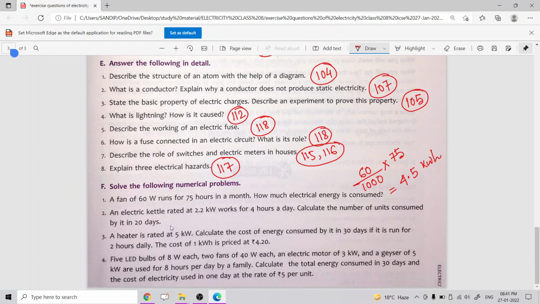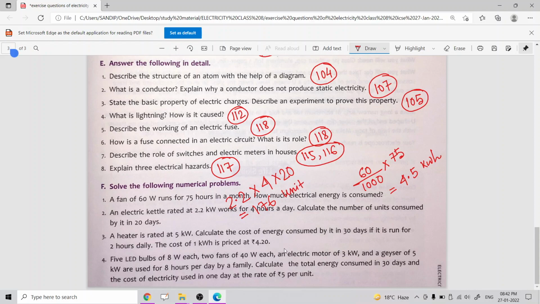Now the next one is, an electric kettle rated 2.2 kilowatt works for 4 hours in a day. Calculate the number of units consumed in 20 days. So the answer is 2.2 kilowatt into 4 for 1 day, and for 20 days into 20. So you will get 176 units or 176 kilowatt hour.